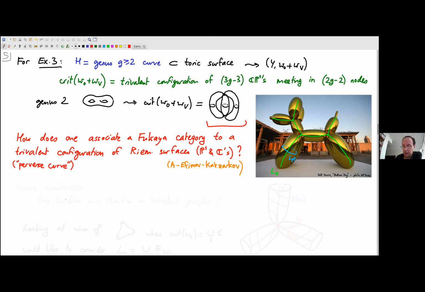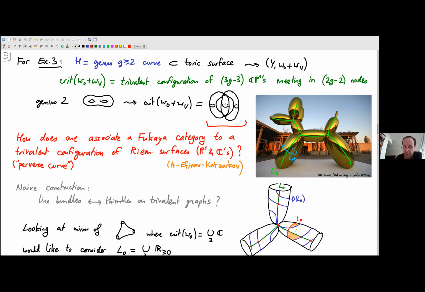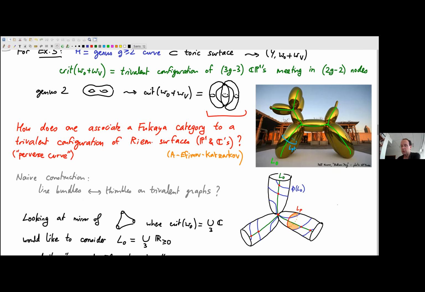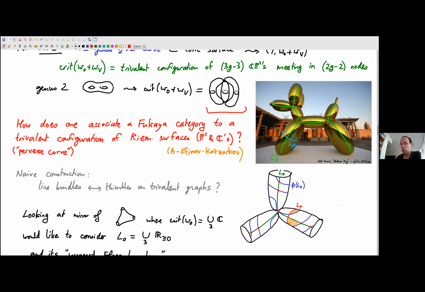Okay, so the naive construction that I would like to propose is we think we know what skyscraper sheaves of points correspond to. We believe that skyscraper sheaves of points, especially the ones that are near the thin part of a non-Archimedean curve, where the point valuation is generic, basically, are mirror to circles that live inside these P1s or A1s that form our configuration on the mirror side.